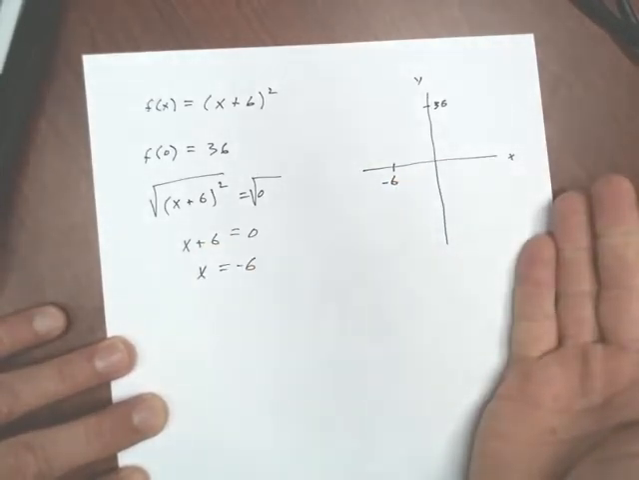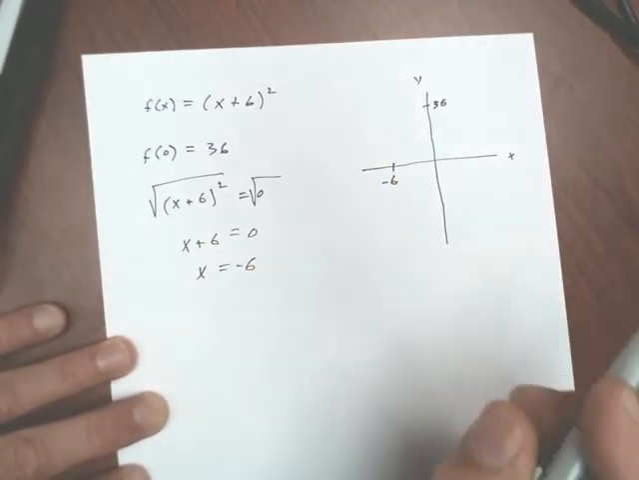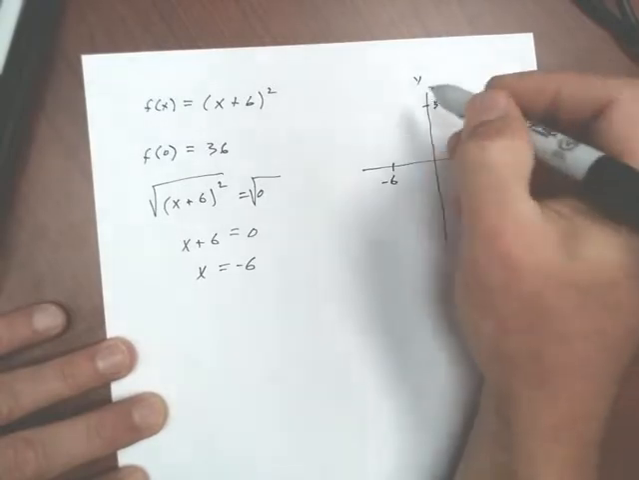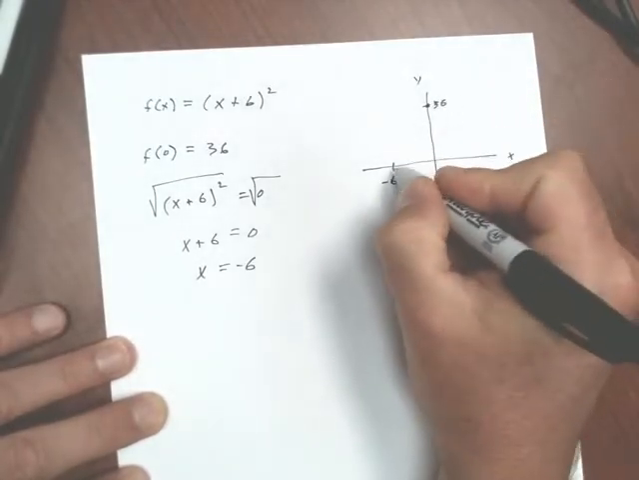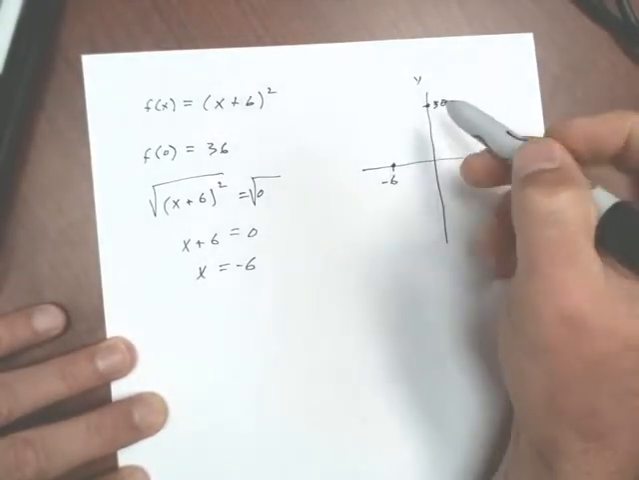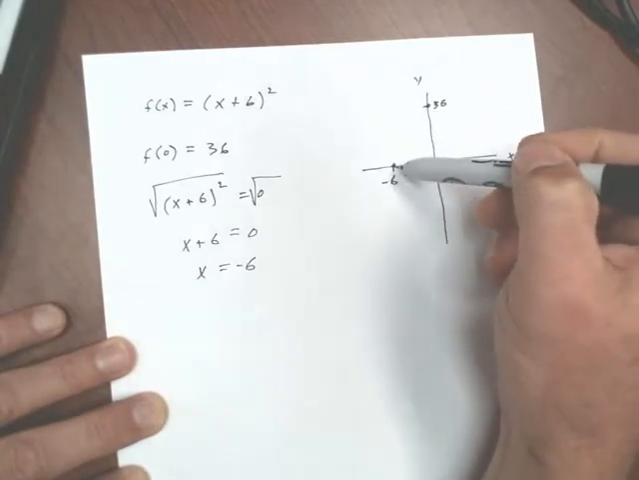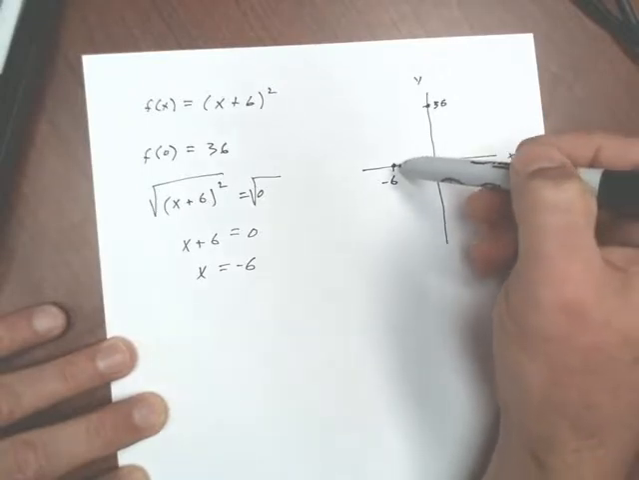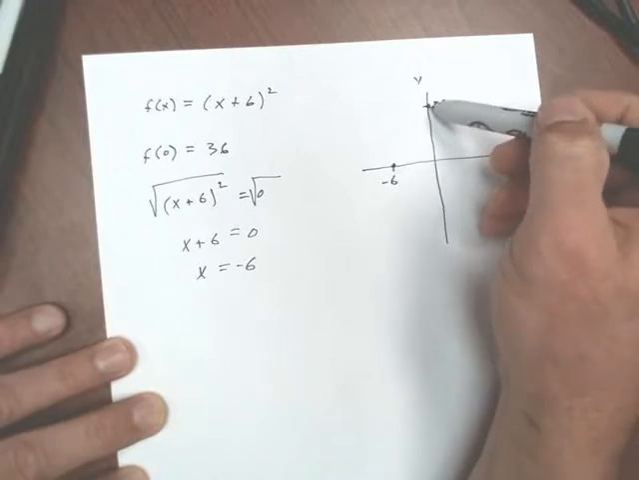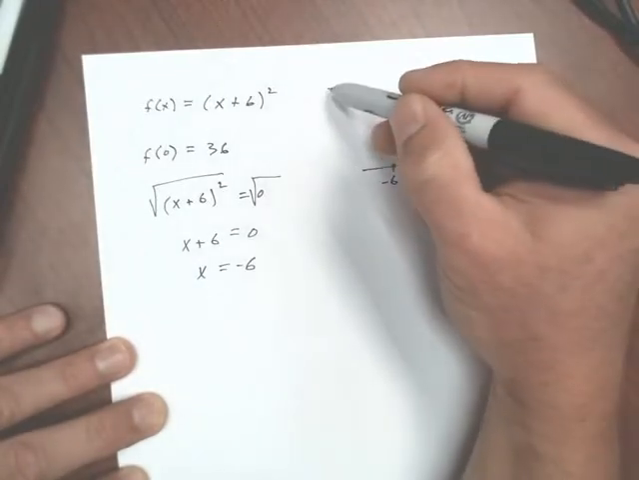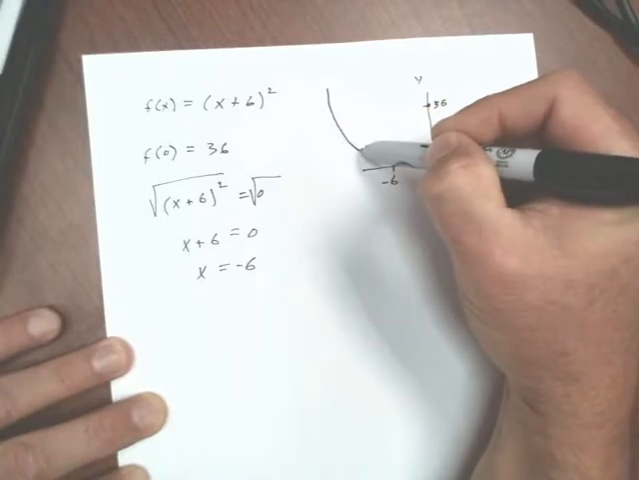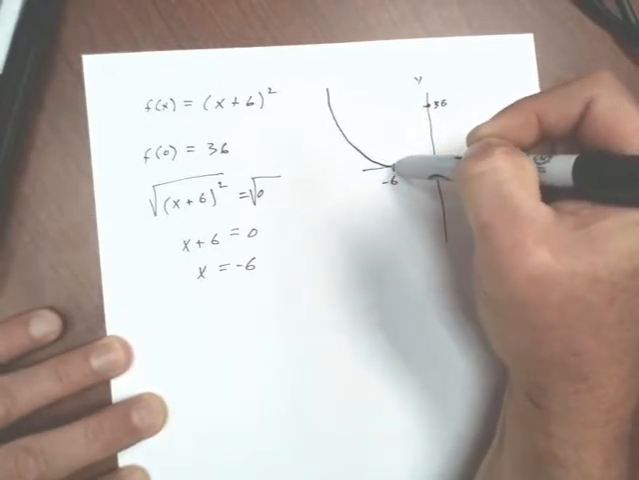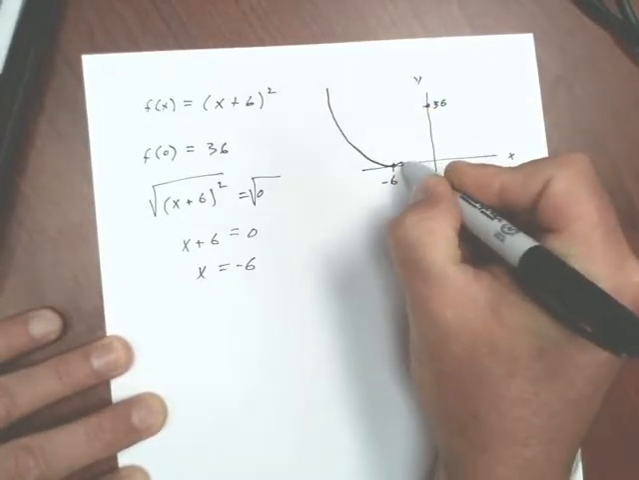But we have no other x points. Aha, what does this mean? Well, this means the only 2 points on this graph that we can work with are 36 and negative 6. This means negative 6 must be our vertex. 36 must be an intercept. So this function is actually easier to solve for than the last one.